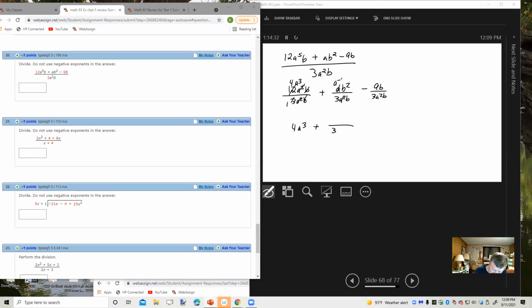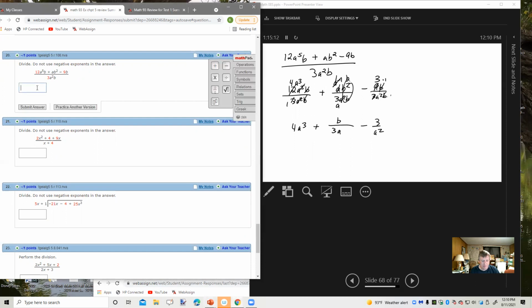A over a squared is a to the negative 1, which becomes 1 over a to the 1. B squared over b is b on top. So I've got this, because 1 times b would just be b. And again, if we put the 1 there, WebAssign doesn't like it. Okay, minus 9 over 3 is 3. B over b is 1 over 1. So I've got 3 over a squared. So let's see, 4a cubed plus b over 3a minus 3 over a squared. Okay.